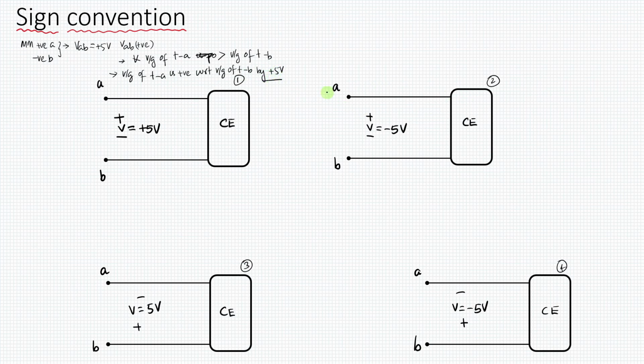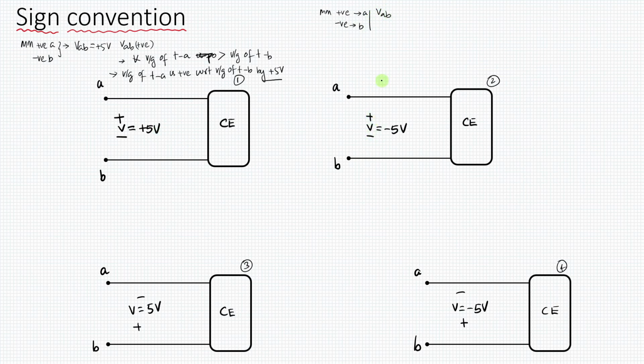So let's take the second case. Multimeter positive is connected to terminal A, multimeter negative is connected to terminal B, and after measuring the voltage, you got a voltage of minus 5 volt. So I'll write down that. Multimeter positive was connected to terminal A, multimeter negative was connected to terminal B. Okay, and what are you trying to measure here? You are trying to measure VAB.